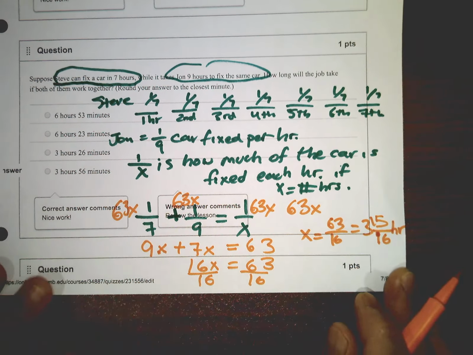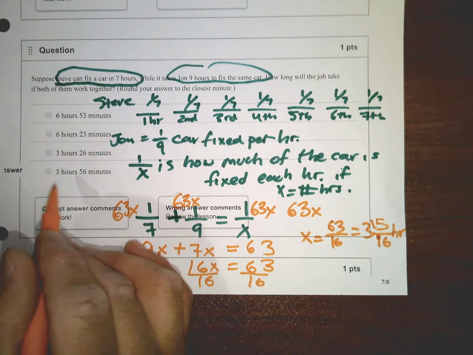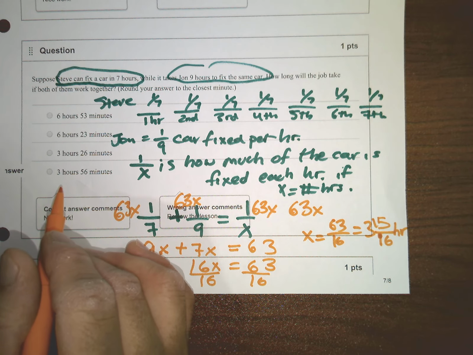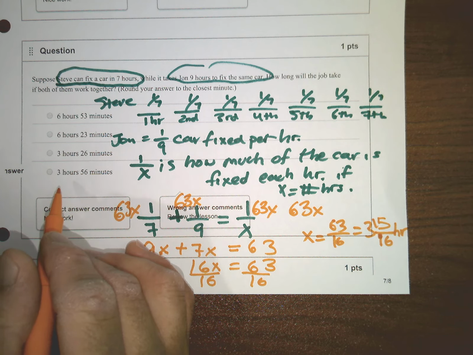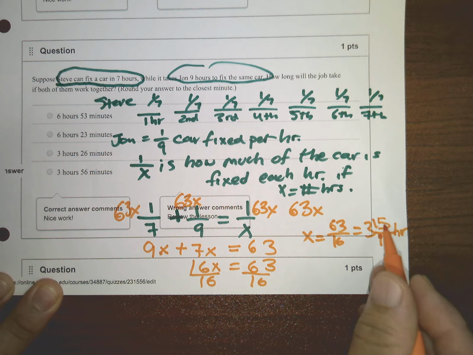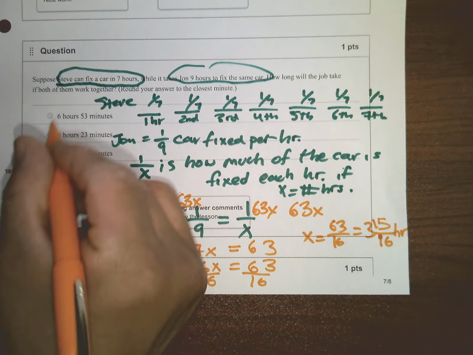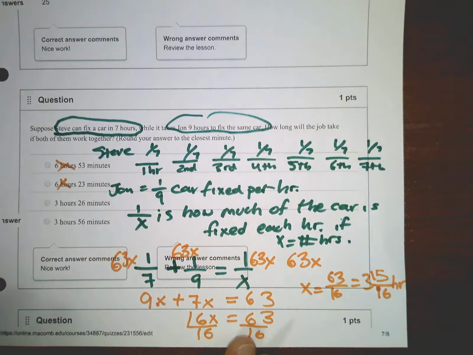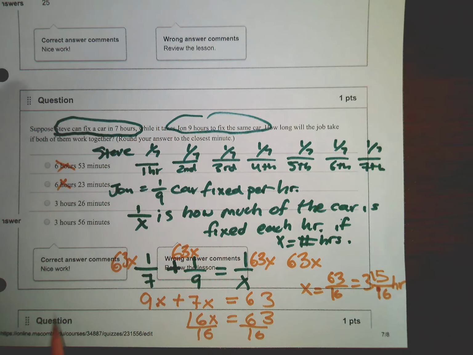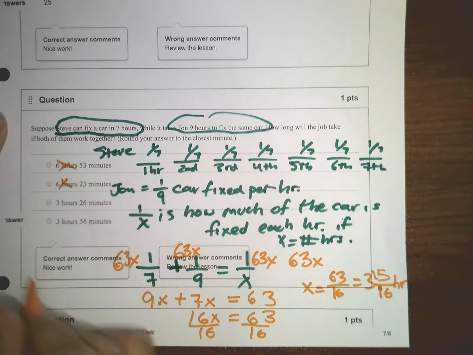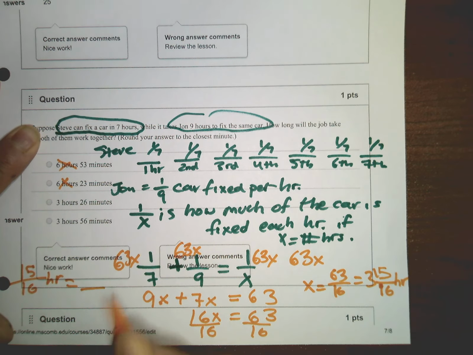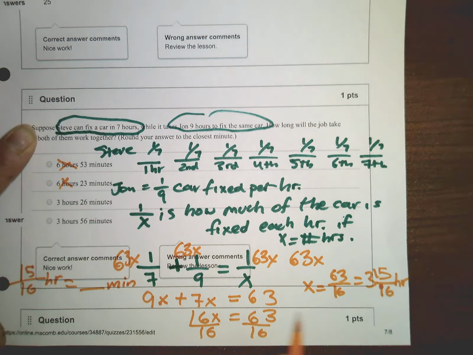Now, your answer is not in hours, it's in hours and minutes. So you need to figure out, well, it's 3 hours and 15/16 of an hour, so it can't be 6 hours. I know that I have to convert 15/16 of an hour to the number of minutes that I need.